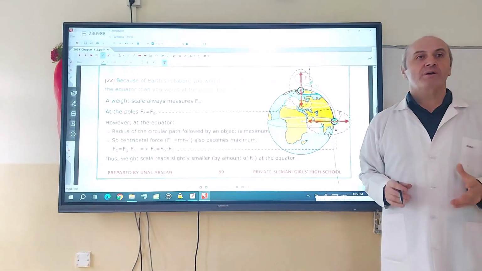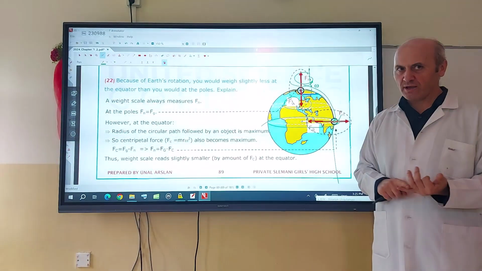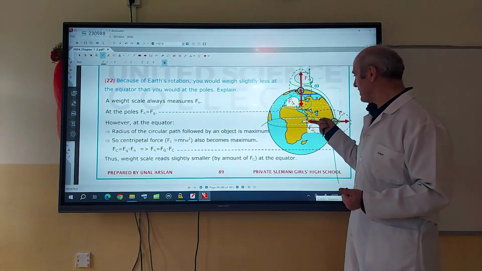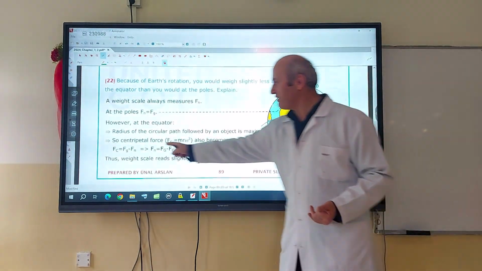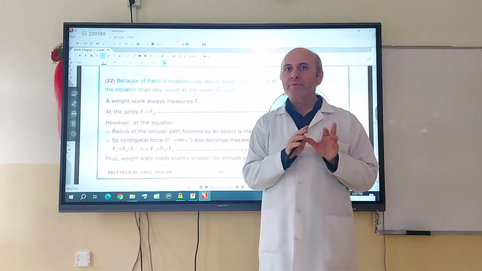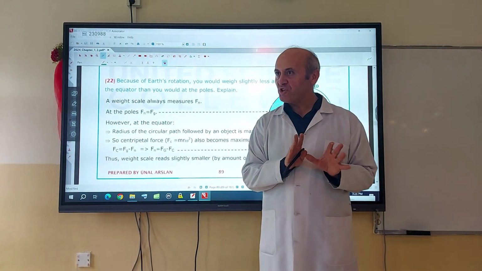How much less? According to the centripetal equation, you can write it. Centripetal force is equal to the force towards the center, Fg minus Fn. So write Fn is equal to Fg minus Fc. So you are going to measure a number less than Fg. How much less?